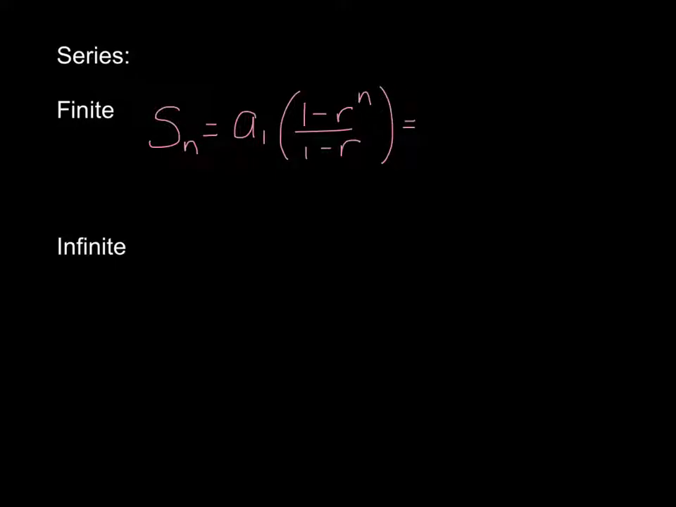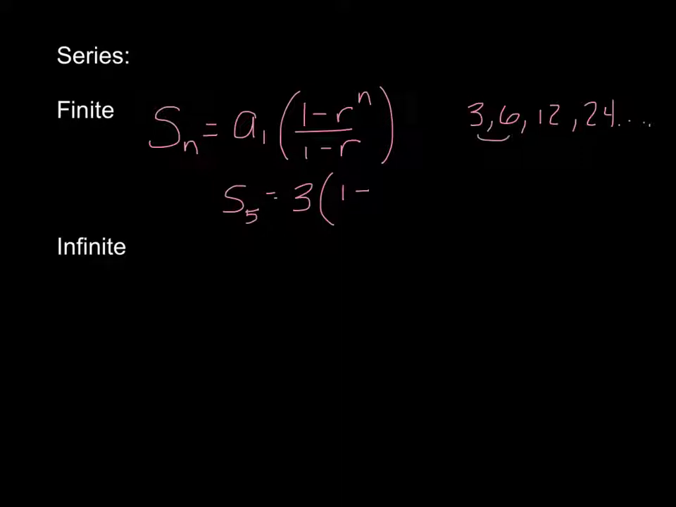And that's it. But if we look at an example, I have 3, 6, 12, 24, and so on. Now, if I was to add up, let's say, the first 5 terms, just so that we have something simpler to work with here, we have s base 5 equals a sub 1, which is 3, times 1 minus r. I'm multiplying by 2 every time, so 1 minus 2 to the 5th, because it's 5 terms, over 1 minus 2.